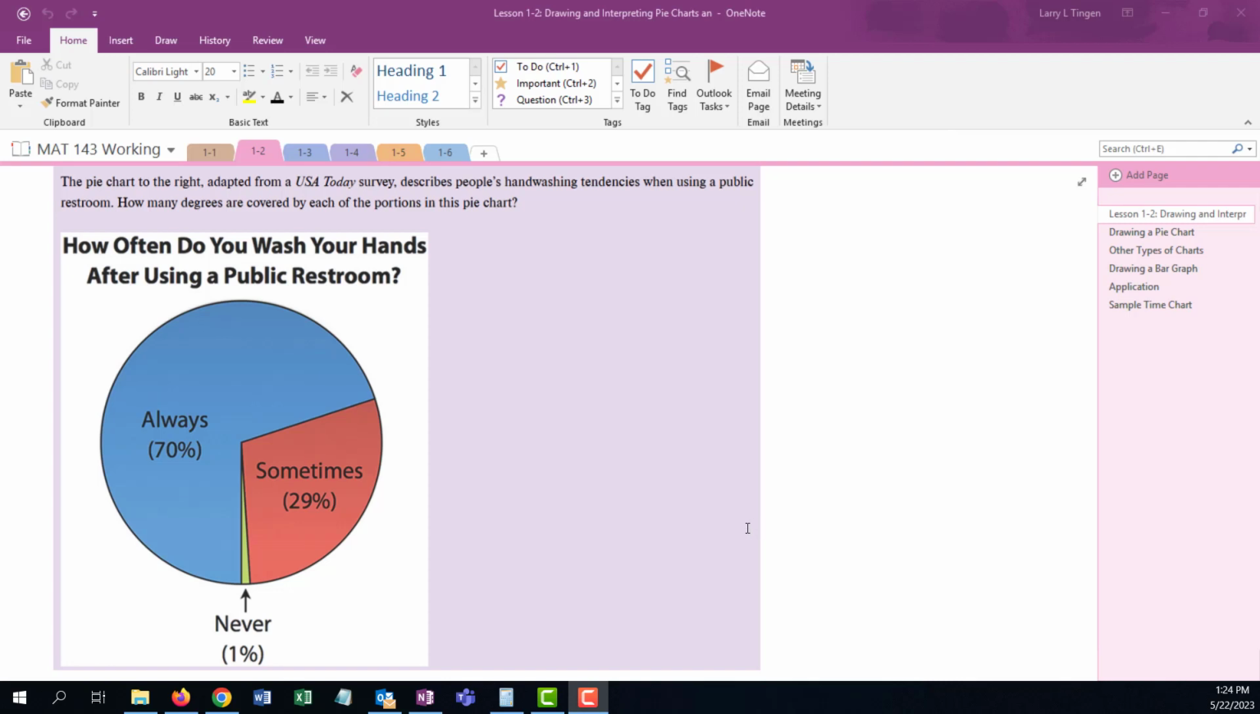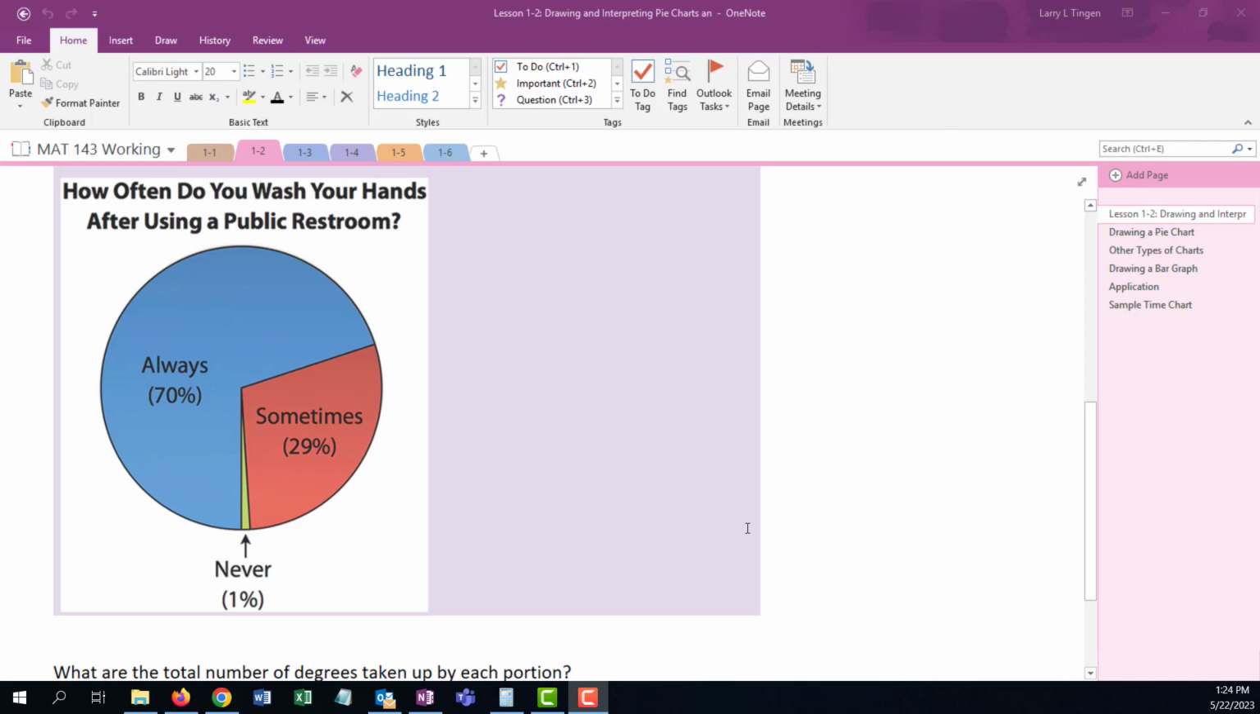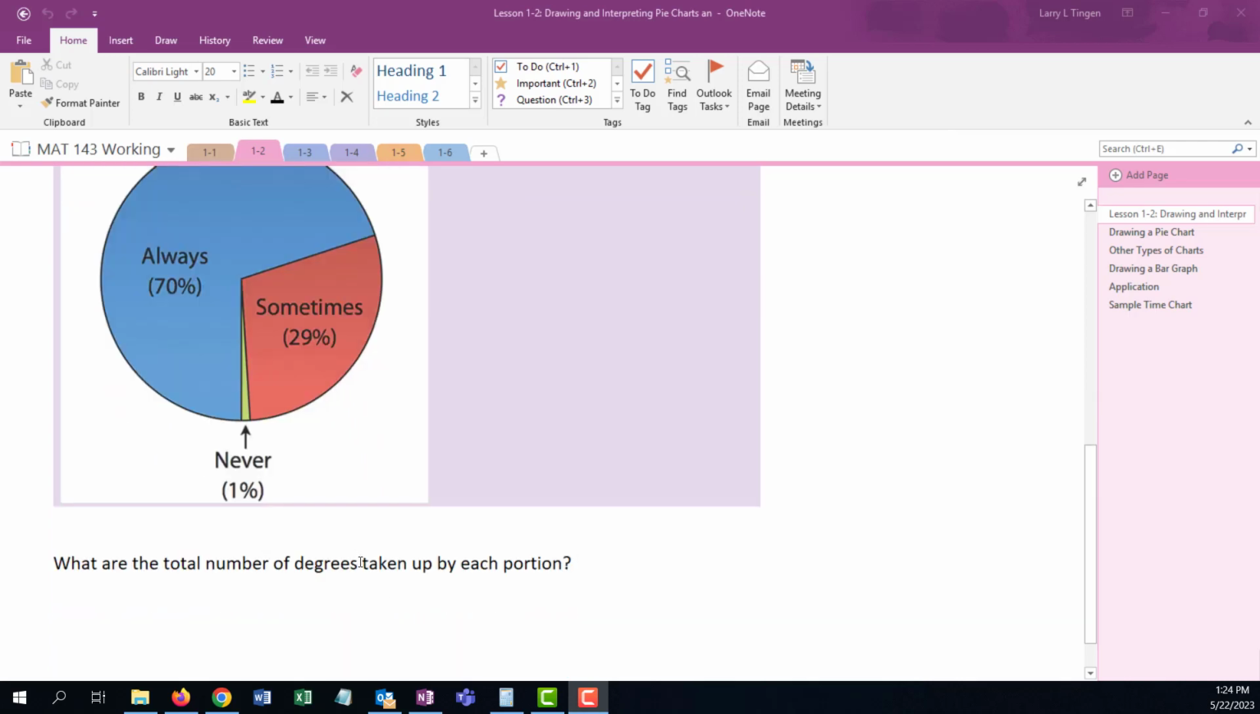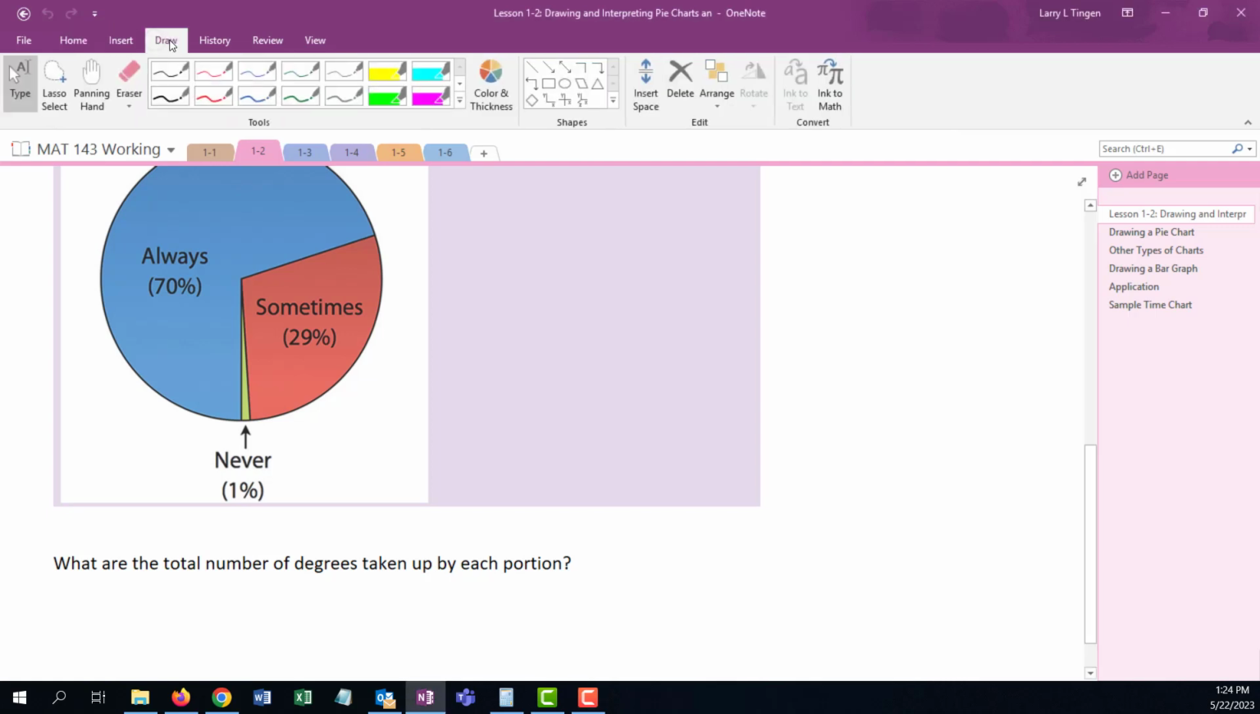So those are our answers. And the last question is, if I had the data, if I knew that it was 70% always, 29% sometimes, 1% never, how could I create this pie chart? Well, the way you do it is you take those percentages and you determine, okay, if 70% of people said always, how many degrees of that circle are taken up by that? So how do I figure that out? Well, it looks a lot like what we've done in the last section or two, right?